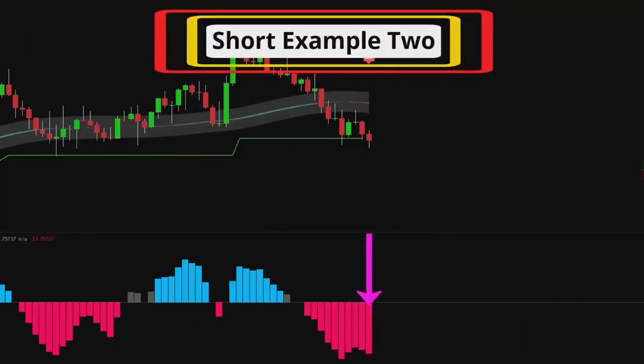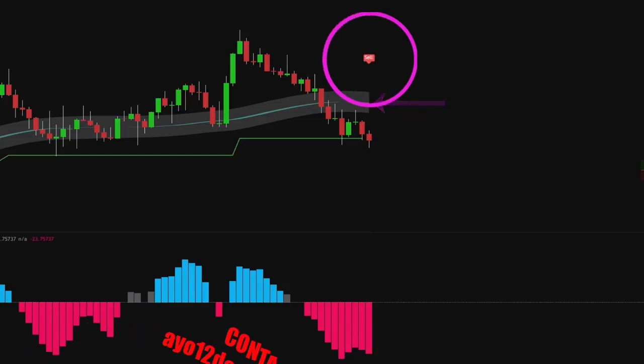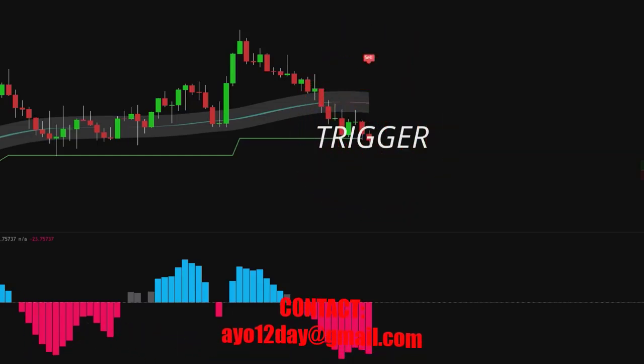First, the QQE mod histogram is red. Second, the DXY trend indicator is red. Finally, there is a super trend sell signal. All the criteria is met on this trigger candle.